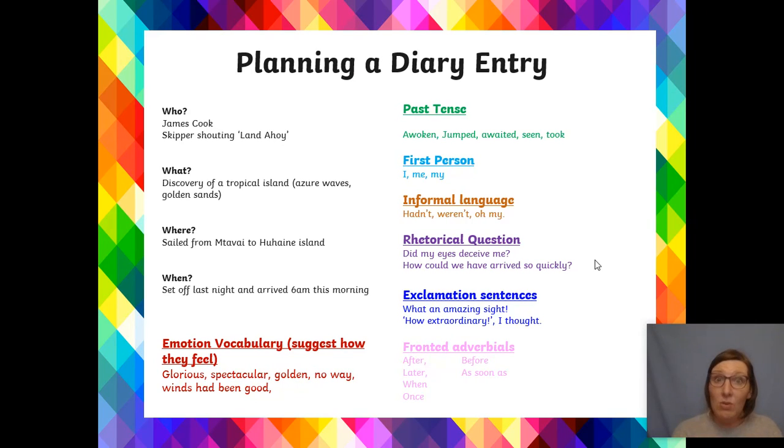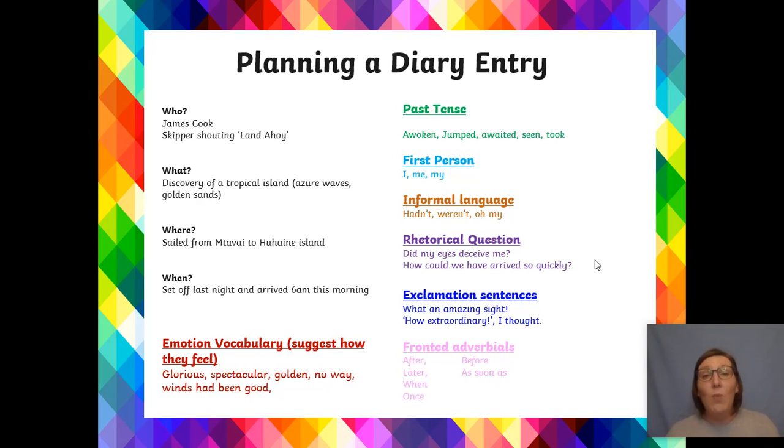When you are writing your diary, how can you convey the sheer amazement that Lila feels when she sees the volcano? What adjectives will you use to describe that, to make it amazing?